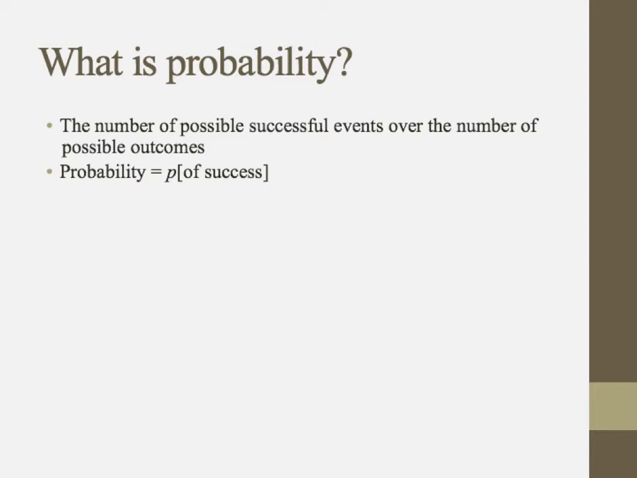So a probability is calculated, or the shorthand for it is P, little p, and then in brackets of success. And this of success here, that's going to be whatever it is that we're looking for. That's going to be the probability that we are wanting to find. So let's go ahead and look at how we're going to calculate this, and then we'll do some examples.